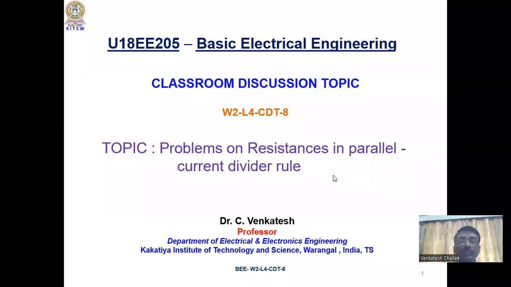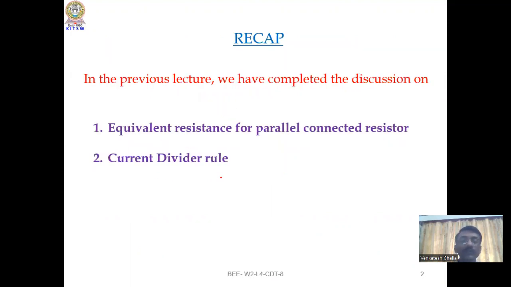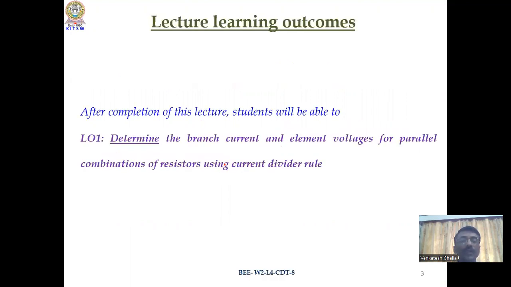Dear students, we'll see the numerical problems related to parallel connected resistors and the current divider rule. In the previous class, we discussed how to find the equivalent resistance of parallel connected resistors and when to apply the current divider rule. We'll use those concepts to solve numerical problems so that by the end of this class, you should be able to determine the branch currents and voltages and also the equivalent resistance of a parallel connected system.